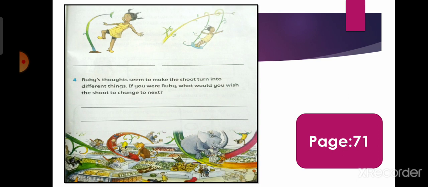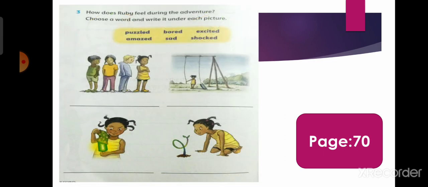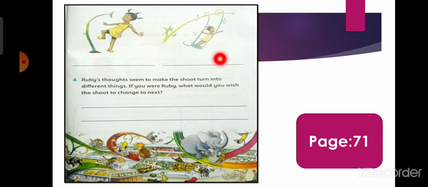This is page number 71. Look at this picture. Can you tell me she is excited or shocked? Yes, she is shocked here. And what about this picture? Here she is very excited. In this picture, you will write shocked. She was shocked because the shoot had grown to twice Ruby's height. You will find the word from the word bank. The last word is shocked. You will cut the word and write under the fifth picture. And in the last picture, she is very excited. And you have to write here excited on this line.